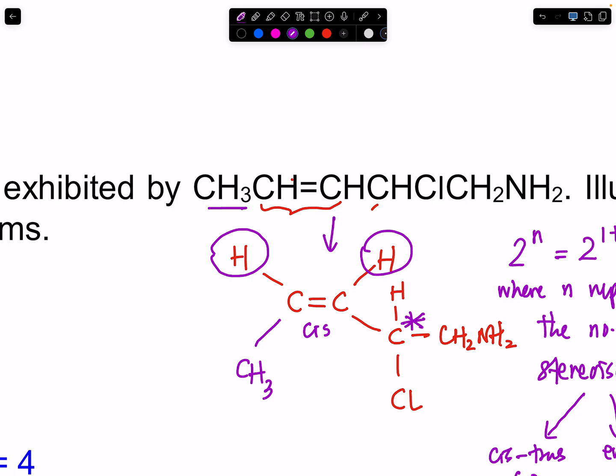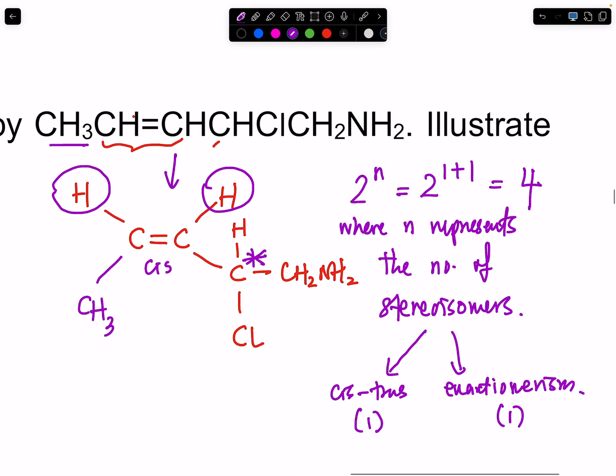So let's do a bit of math. There are two areas. So it could be cis clockwise, that's 1. Cis anti-clockwise, 2. Trans clockwise, 3. And trans anti-clockwise, 4. So you are going to have a total of 4 stereoisomers. You all understand, guys? Are you all following so far?